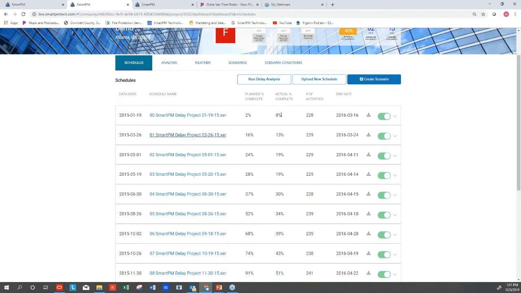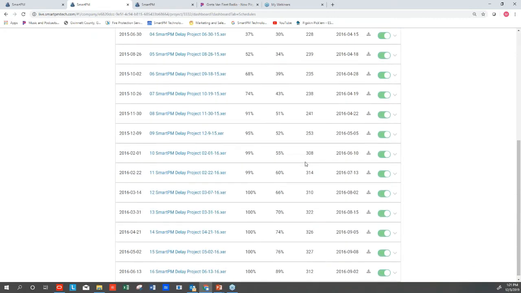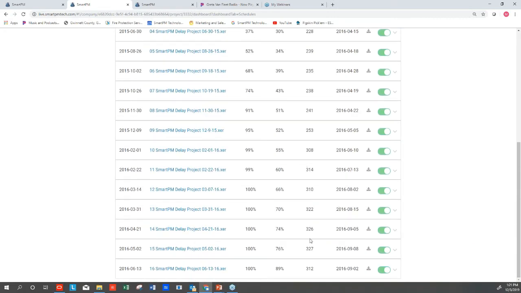What this program's telling me right now is, starting with the baseline schedule, where we were supposed to be 2% complete, we started right off the bat at 8% complete, which is good. We're already ahead of schedule. However, in that next update, we're supposed to be 16% done, but we're now only 13% done. And then this trend seems to continue over time, slowly separating from where we're supposed to be and where we're at. All the while, we're going to look at the number of activities in this plan, just to see if there's any point in time where the schedule either increased or decreased in the amount of activities, because that's pretty relevant.